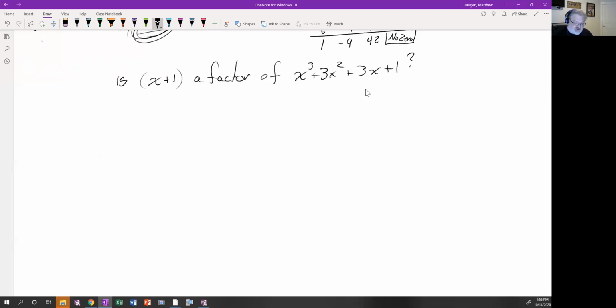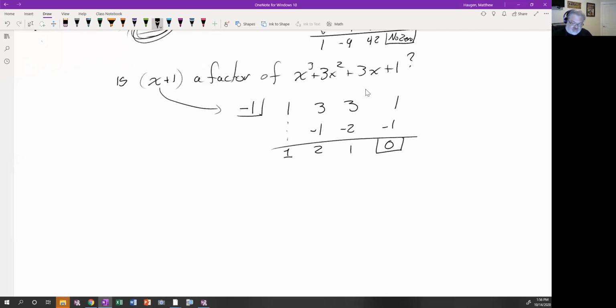Again, we could do polynomial long division, or 1, 3, 3, 1. That thing's root is negative 1. Bring down the 1. Negative 1 times 1 is negative 1. Add them together, get 2. Negative 1 times 2 is negative 2. Add them together, 1. Negative 1 times 1 is negative 1. 0. So yes. And not only yes, but we know that it's x plus 1 times this polynomial, x squared plus 2x plus 1.